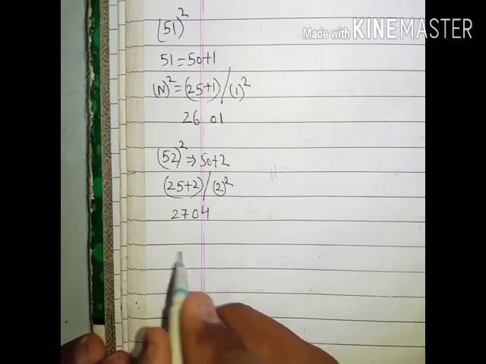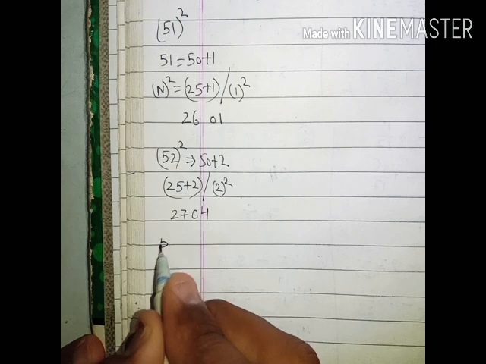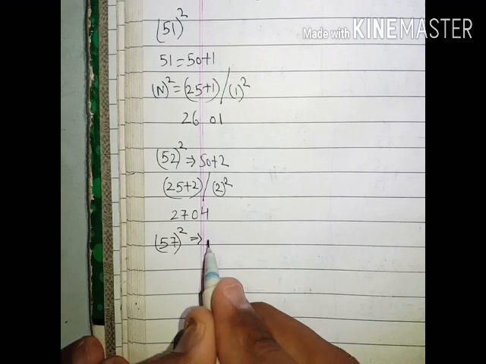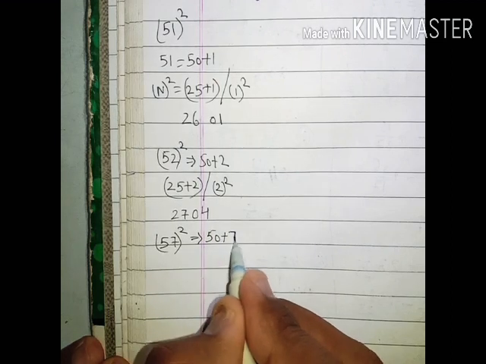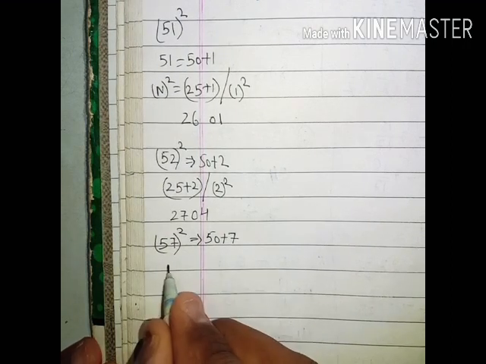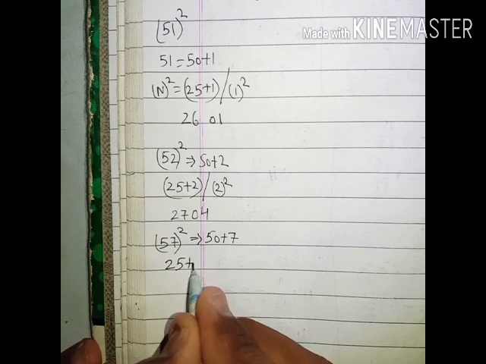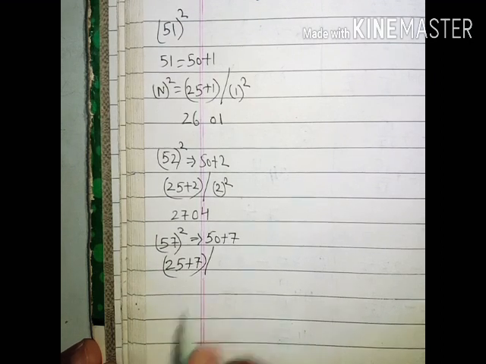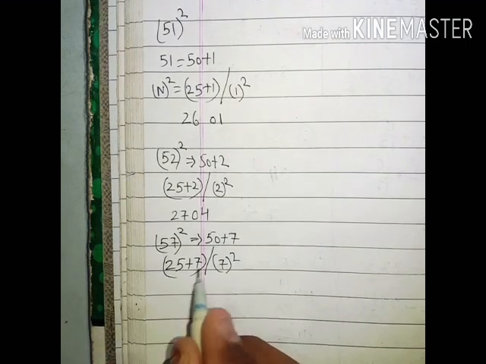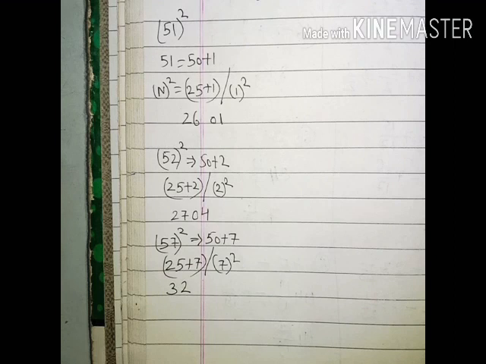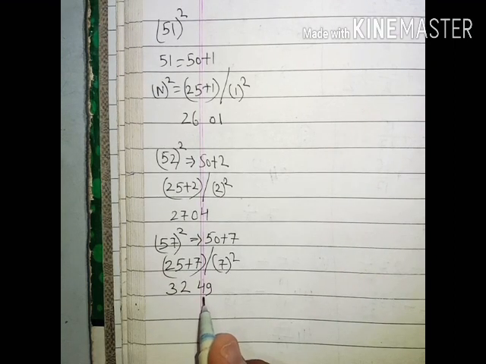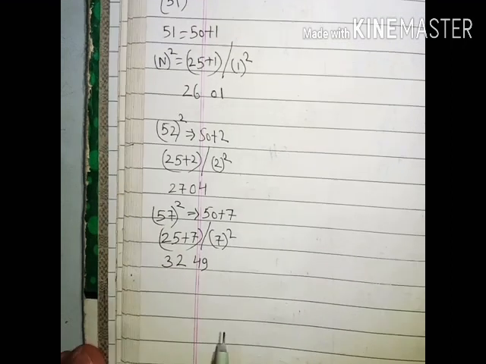Now next, moving on to the square of 57. We can write it as 50 plus 7, means the number is 7 more than 50. Now the next step is 25 plus 7, and on the other side it is 7 square. 25 plus 7 becomes 32, and the square of 7 is 49. So these are two digits, we don't need to write 0 before it.